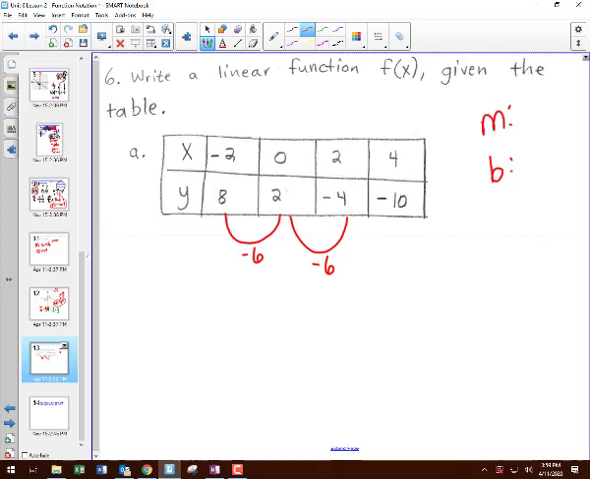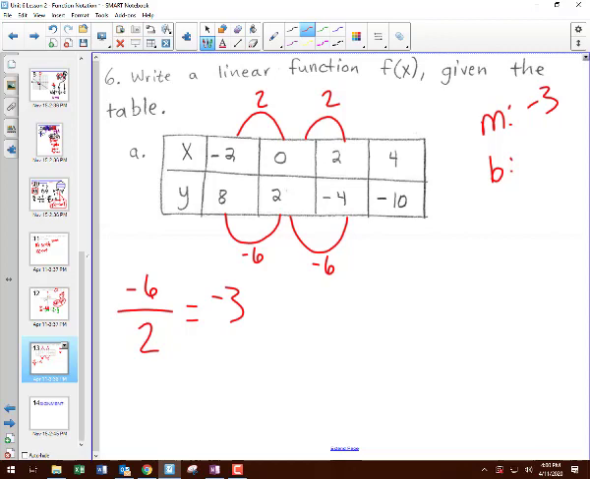So our change of the y's is negative 6 divided by the change of our x's. Well, what's our x's change? Negative 2 to 0, that's a positive change of 2. We better check ourselves up through the next interval. 0 to 2 is a 2 again. So the change of our x's each time is 2. That's going to be a negative 3, so we're halfway there. Negative 3 for our slope.